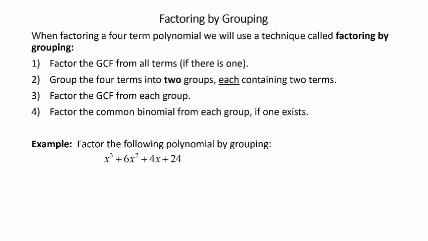Okay, so then if there isn't any GCF to factor out, or once you've done so, group the four terms into two groups, each containing two terms, and I'll show you what I mean in a minute. And then each one of those two groupings should have a GCF that you can factor out. And then lastly, you'll factor out the binomial that's common to each of them, if one exists.